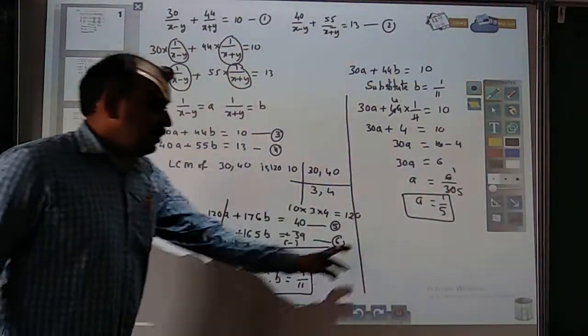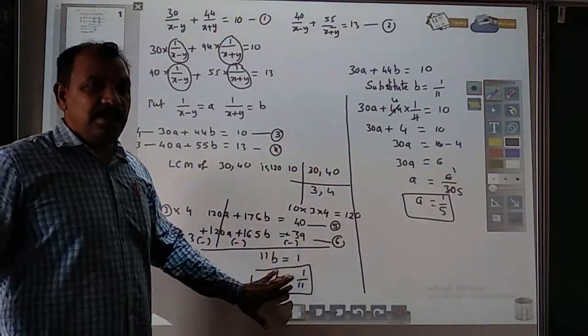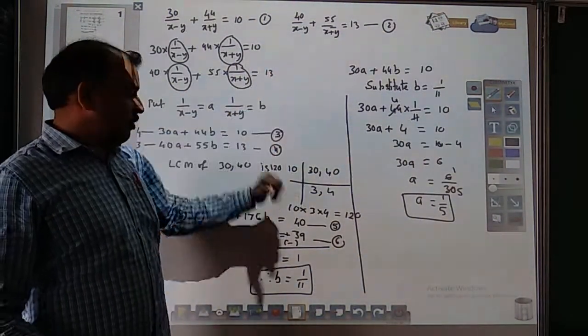Okay. We got here A comma B value. But the given equations are in the variables x comma y. Again A comma B change into x comma y. We will go to another page.